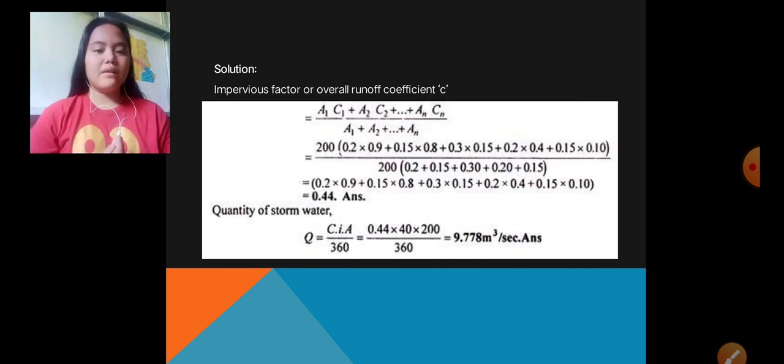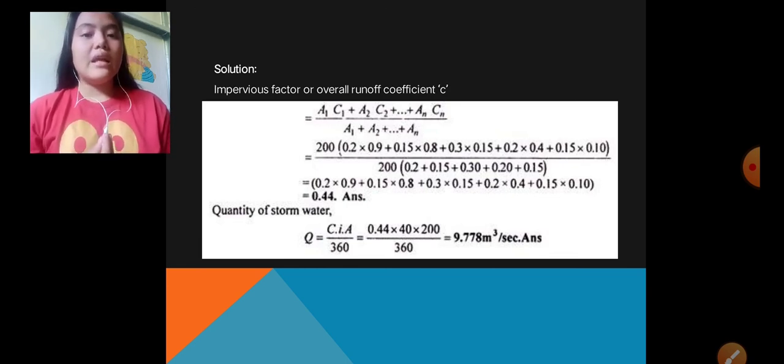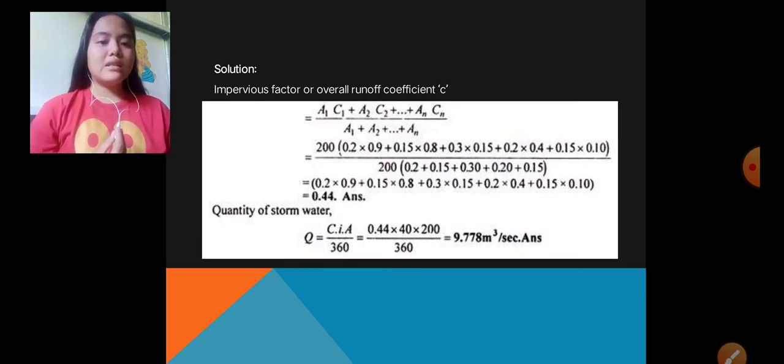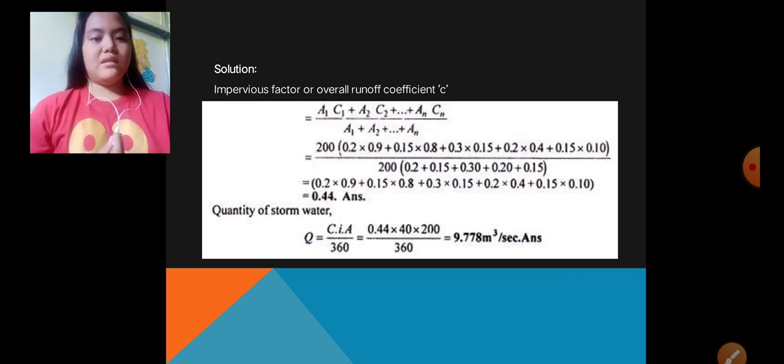So Q equals CIA over 360. So 0.44 times 40 times 200 over 360. So the answer is 9.778 cubic meters per second.